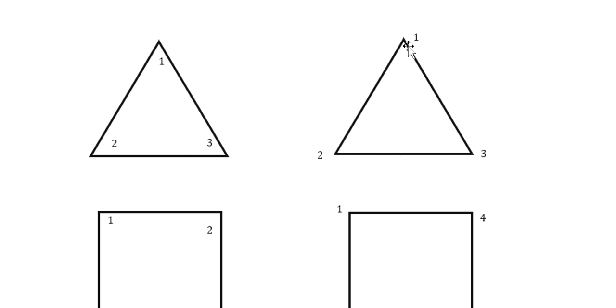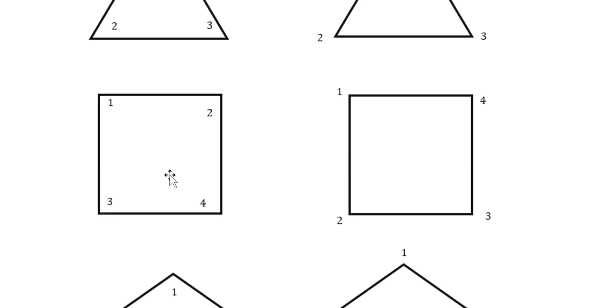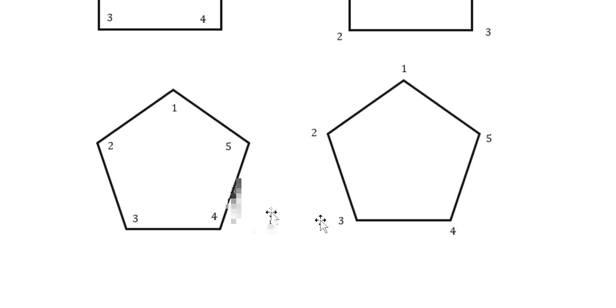Or you could do a flip where you leave the 1 fixed here, the 3 will be over here, and the 2 will be here. Okay, and similarly you can do that for the square here and for the pentagon here. That will help you with this assignment.